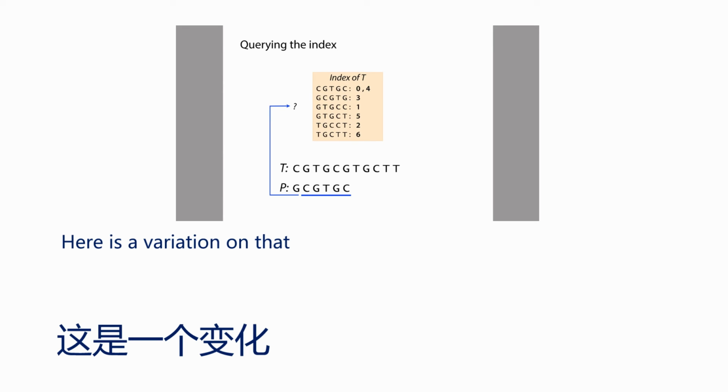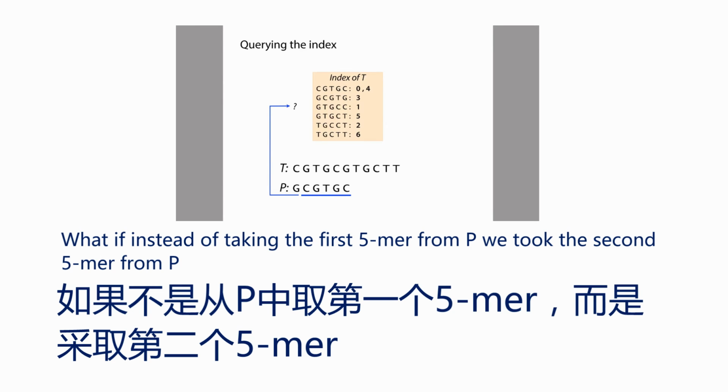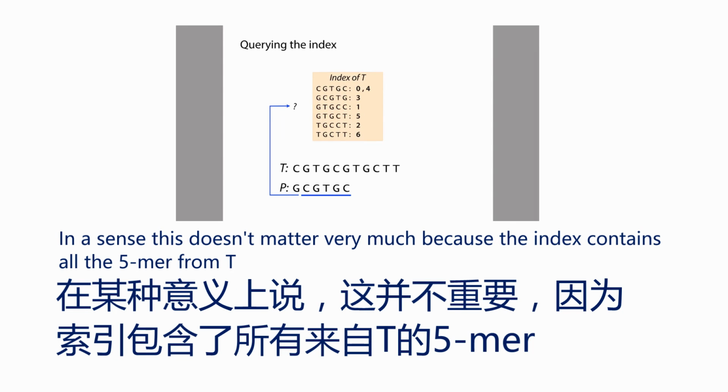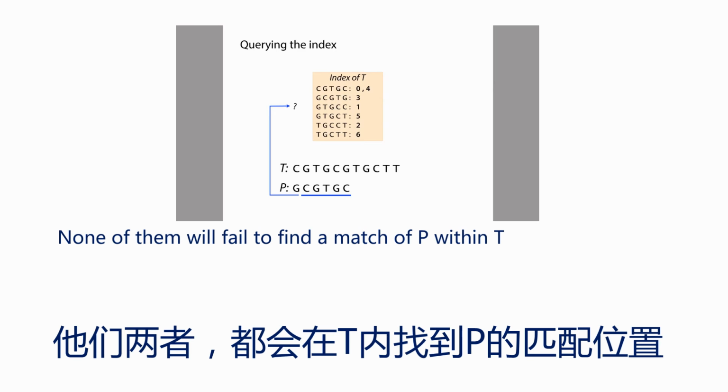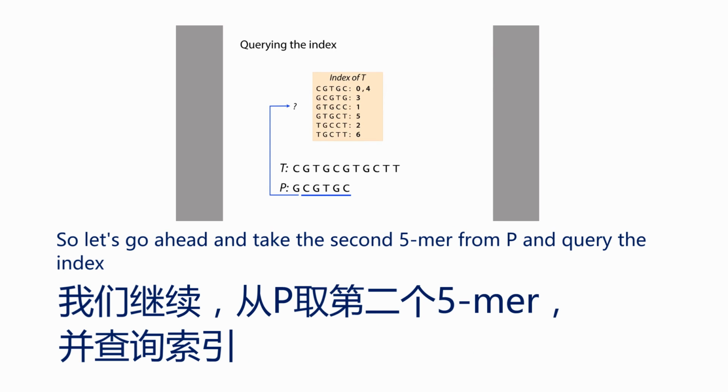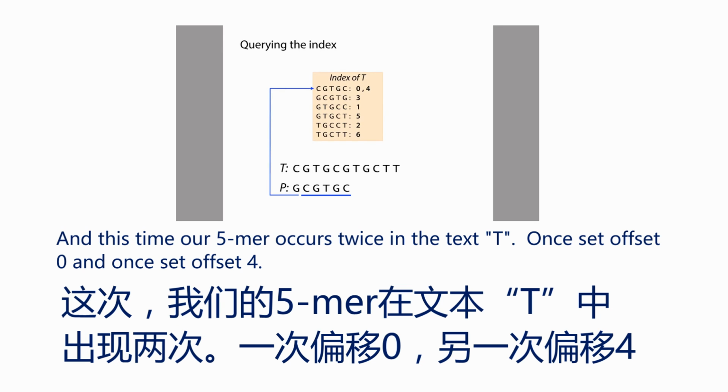Here is a variation on that. What if instead of taking the first 5-mer from P, we took the second 5-mer from P? In a sense, this doesn't matter very much because the index contains all the 5-mers from T. So whether we query it with the first 5-mer from P or the second 5-mer from P, any of them should really work. None of them will fail to find a match of P within T. So let's go ahead and take the second 5-mer from P and query the index. And this time, our 5-mer occurs twice in the text T, once at offset 0 and once at offset 4.